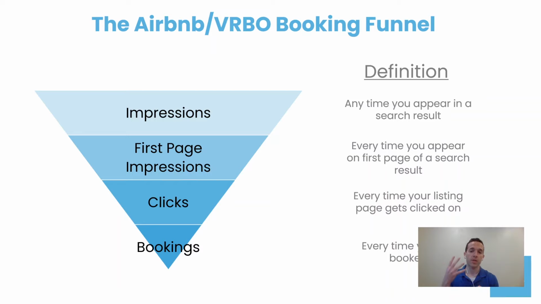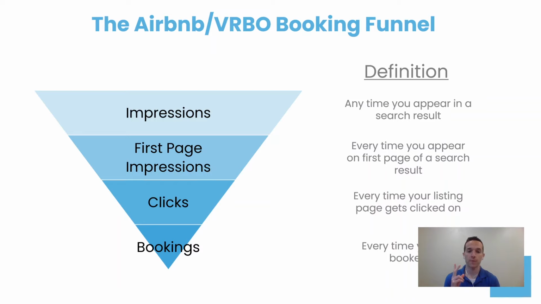So there are 4 steps to the Airbnb booking funnel, meaning there are 4 things that every guest does before they book your property, and every step is a chance for you to lose more guests. So optimizing your funnel, or creating your funnel to be as flat as possible, is the goal here. So number 1, impressions. An impression is any time you appear in a search result. This does not matter if you're on page 1 or 100. Every time you appear in a search result, you get an impression.